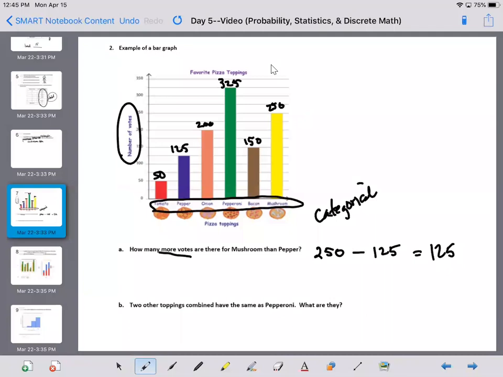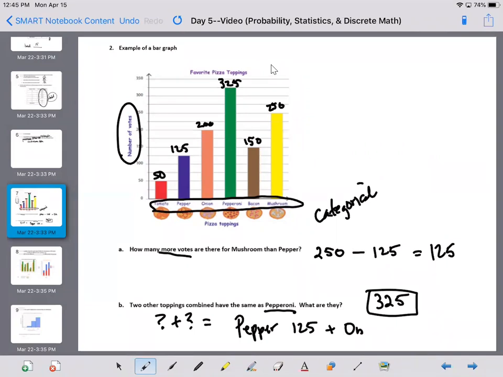We look at part B. There's two other toppings that combined have the same as pepperoni. Well, we got to look at what pepperoni is. Pepperoni is 325. So what are two others that when you add them together, they combine to be the same as pepperoni? And it looks like pepper, because pepper has 125, and it looks like onion, which has 200. So 200 plus the 125 is going to give you 325.